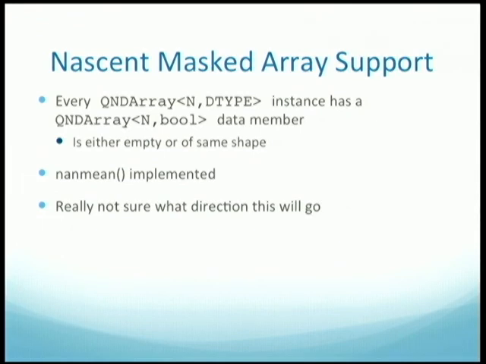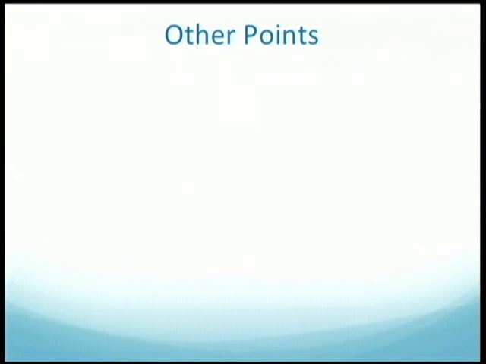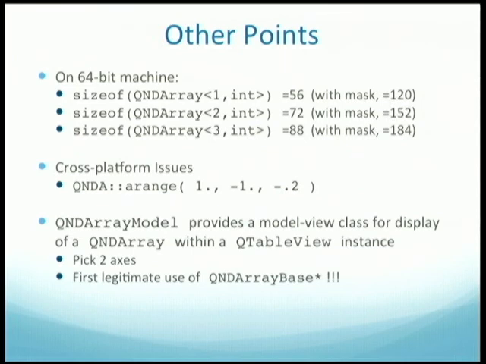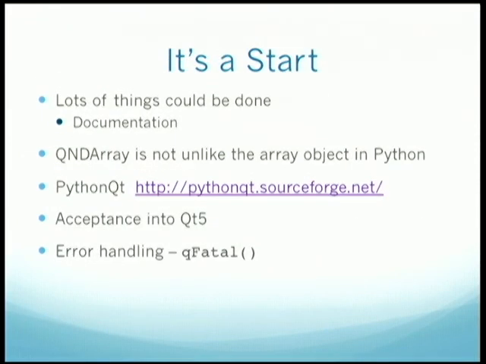Until a couple of weeks ago, every QNDArray instance had a data member, which was a Boolean partial specialization, the same type. And that's, we're going to have to go through this. It's getting big. It's bigger than I thought it would be. There's a class I implemented that inherits from QTableView, so you can look at an array really easily. No performance benchmarks. So it's a start.